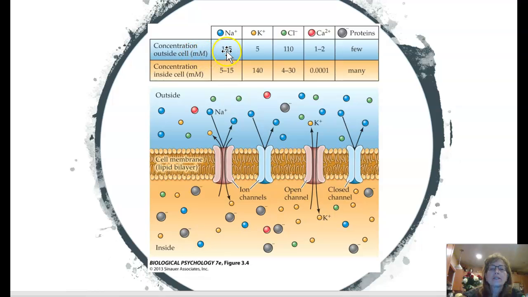This I liked only because it tells you a little bit about the concentration gradients outside the cell of sodium, potassium, chloride, and calcium. Few negative charged proteins outside, but then on the inside, very little sodium relative to the outside, a lot of potassium relative to the outside, little chloride again relative to the outside, almost no calcium. Calcium is in fairly small quantity outside, but then the proteins, you can see there are many negatively charged proteins on the inside of a neuron, so the intracellular side.